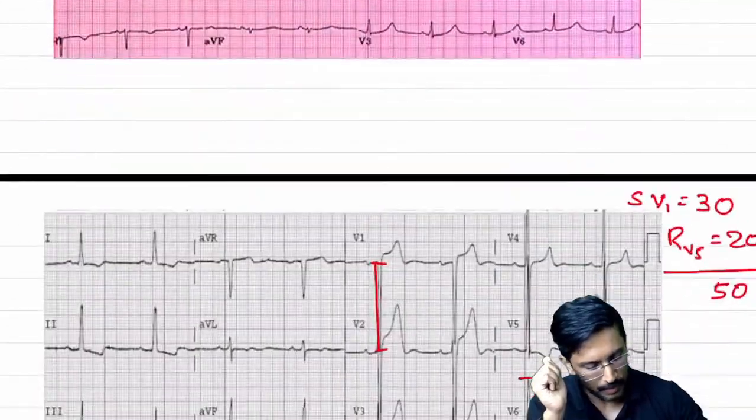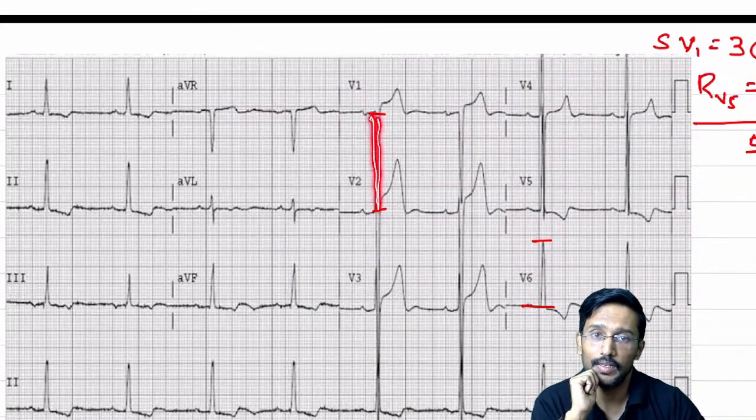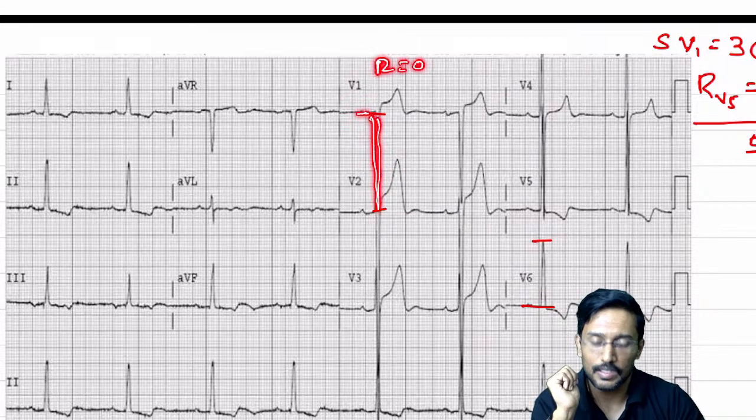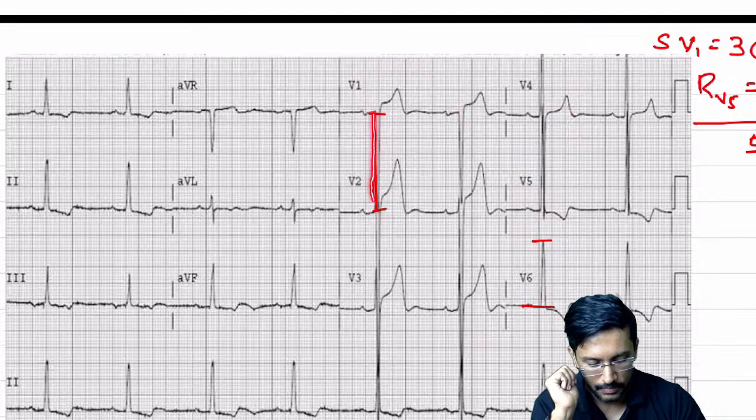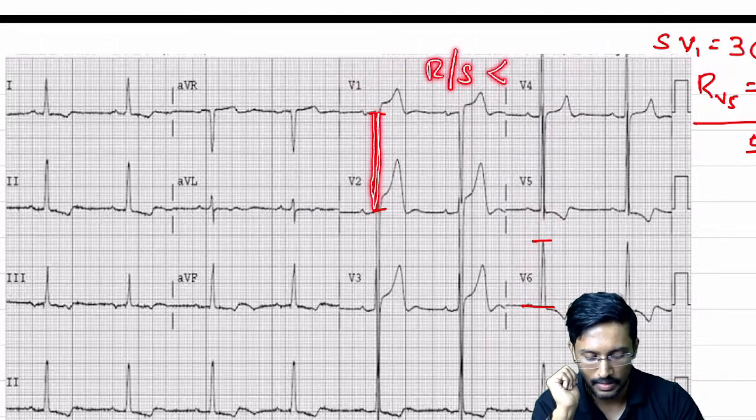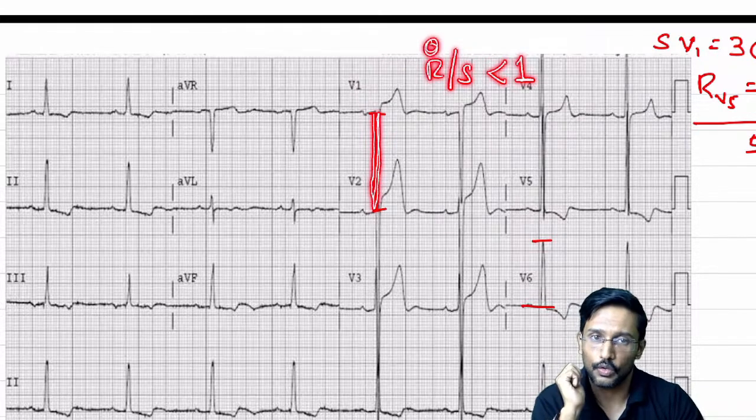But if I look at this ECG again, R by S ratio in V1, what will I get? R is barely visible. R is almost equal to 0, right? And V1 shows clearly deep S. So if I look at R by S ratio, it will clearly be less than 1. It will be 0. R is actually 0.